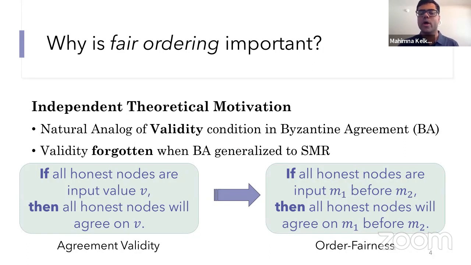But we think there's a strong theoretical motivation as well. And I think for cryptographers, that's equally important. Order fairness, as it turns out, is a natural analog of the validity condition, a closely related problem of Byzantine agreement. The validity property says that if all honest nodes are input the same value V, then all of the honest nodes should output the same value V. Analogously, order fairness intuitively is the property that if all honest nodes are input M1 before M2, then all honest nodes should agree to output M1 before M2. And again, this is not something that current protocols satisfy.